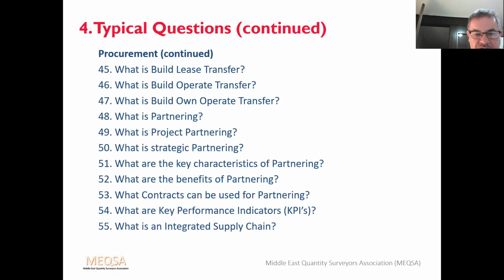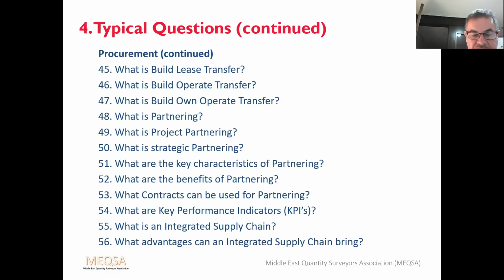Another general question that wasn't specifically mentioned, what is an integrated supply chain? Well, an integrated supply chain has the objective of understanding and working wholly in the interest of the project client rather than the immediate client.